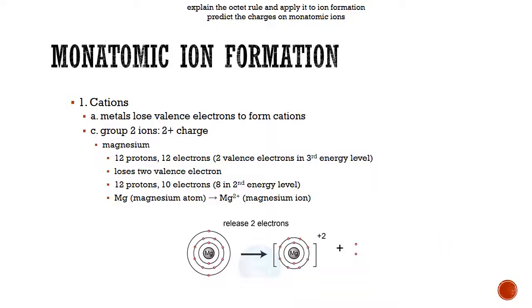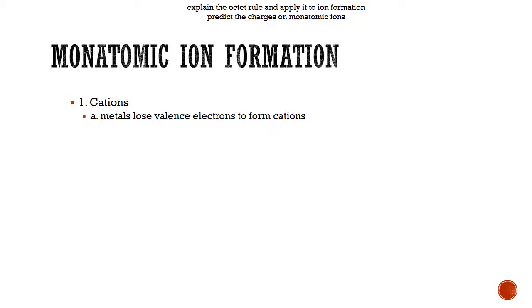The charge is 2+. It's not simply plus because there are 2 more protons than electrons. Alright, there are other metals that have 1 monatomic cation. We've seen that group 1 is always 1 plus. We have seen group 2 is always 2 plus. So magnesium, calcium, strontium, etc., they're all going to be 2 plus.